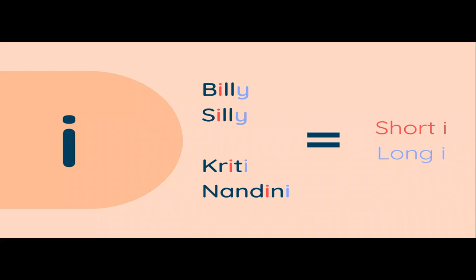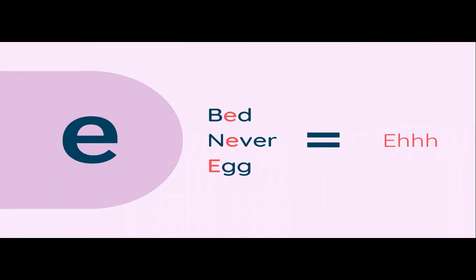Then Nandini, the first I is short, second I is long, is a pretty good example of that too. Malini is also a very nice example. The next vowel is E. So E is pronounced like the E in bed, or never, or egg.